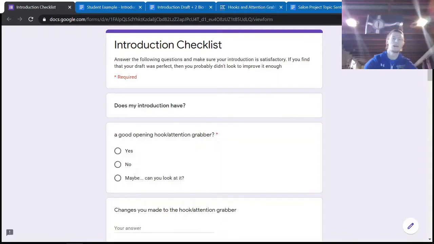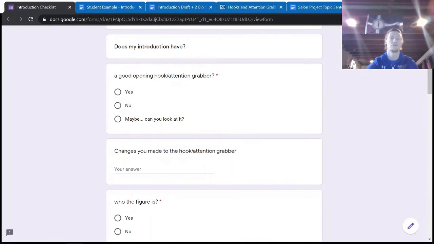So on Google Classroom, you will find several attachments. The first of which you should see is the introduction checklist. You'll notice in here that I want you to answer the following questions and make sure your introduction is satisfactory. If you find that your draft was perfect, which it should not be because it's a draft, then you didn't look enough into improving it. So there's questions to guide you about this whole process.